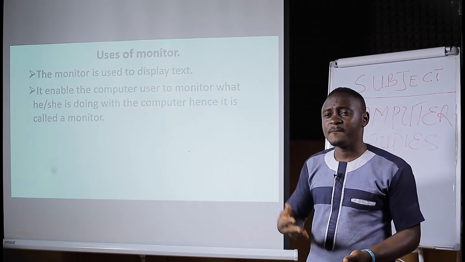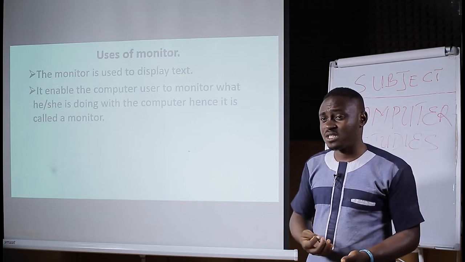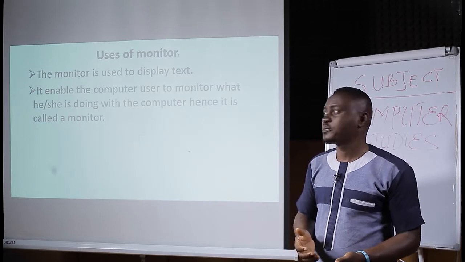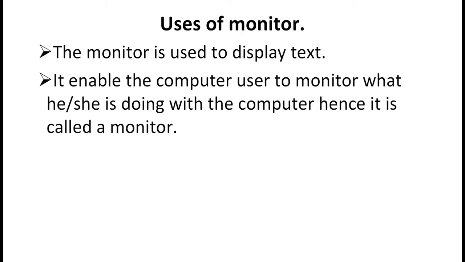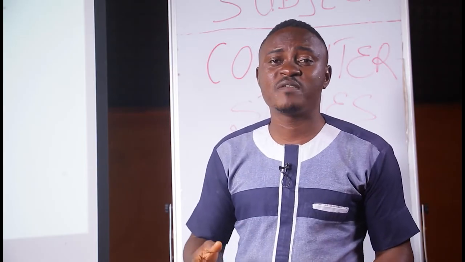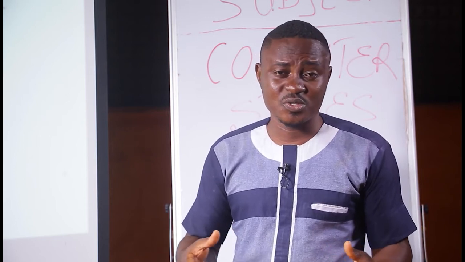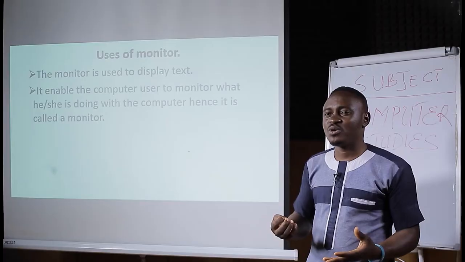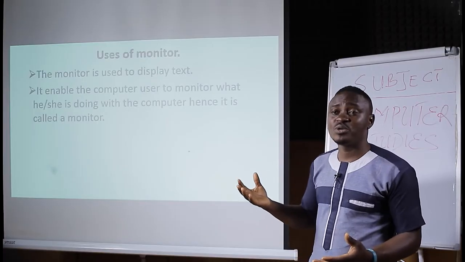On our VDU, that's a visual display unit, which we also refer to as the monitor. The uses of the monitor. The monitor is used to display text. Of course, we've said that earlier on. Every text you type, it displays for you. It displays pictures and a lot of things. Whatsoever you type into the computer, or whatsoever things that could be visualized, is seen through what? The monitor.